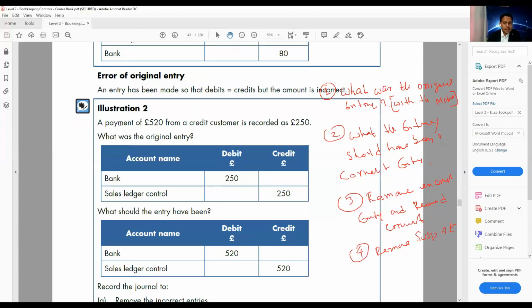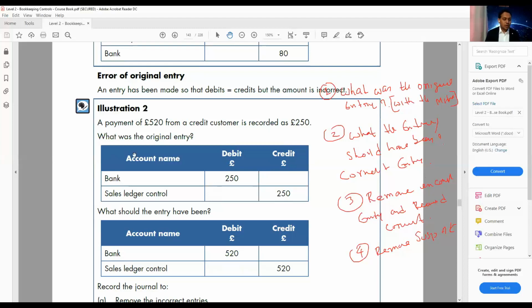Let's have a look at the example. Illustration 2. A payment of 520 from a credit customer is recorded as 250. So you received £520 from a credit customer. He paid you 520, but when you typed in your system, you recorded 250. Rather than writing 520, you recorded 250.